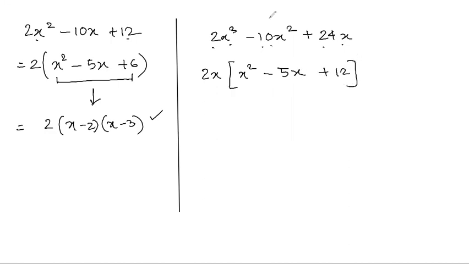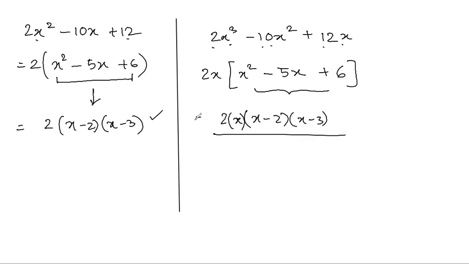Let's make this 12 so that it's easy. So this is 12x, plus 6. And now this you can again factorize: x minus 2 times x minus 3. So the factors are 2, x, x minus 2, x minus 3, and you have actually factored a cubic.